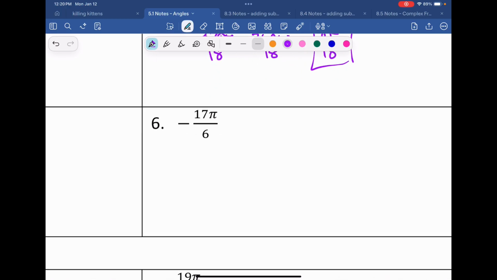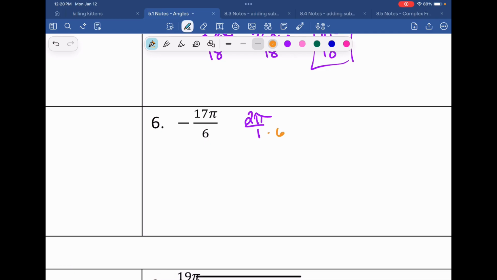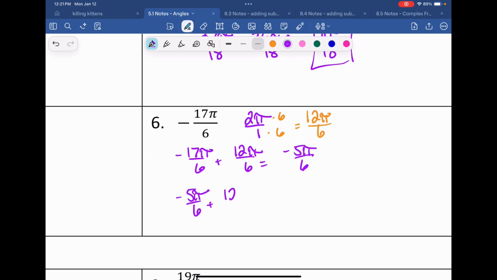Okay, let's get our last one. To multiply by 6. All right, now this one is negative, so I'm going to have to add. And we get negative 5 pi over 6. My answer has to be positive, so I got to do this again. So that is going to give me 7 pi over 6.